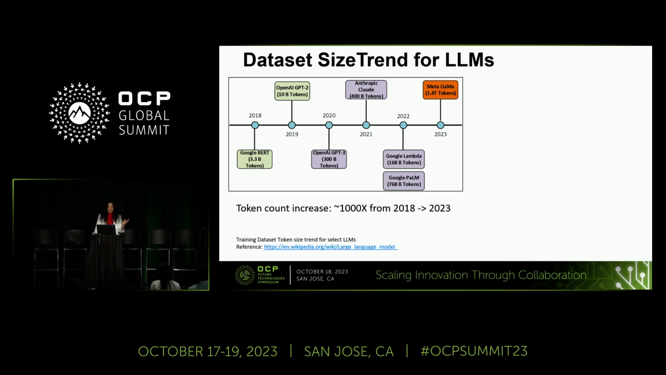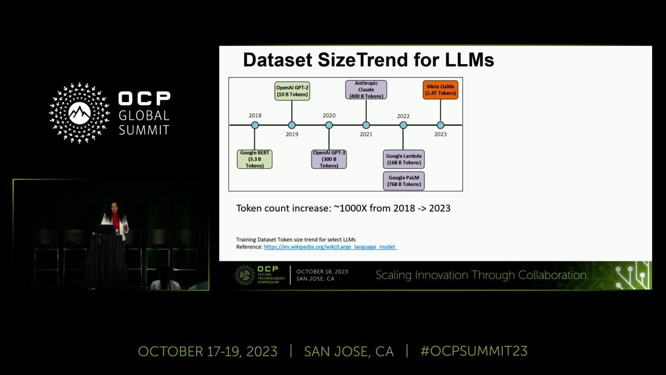If we look at the trend from 2018, about 1 billion tokens were employed for LLMs, to 2023, where around 1 trillion tokens are required to train these LLMs. And this corresponds to a 1,000x increase in the last 5 years, from 2018 to 2023.